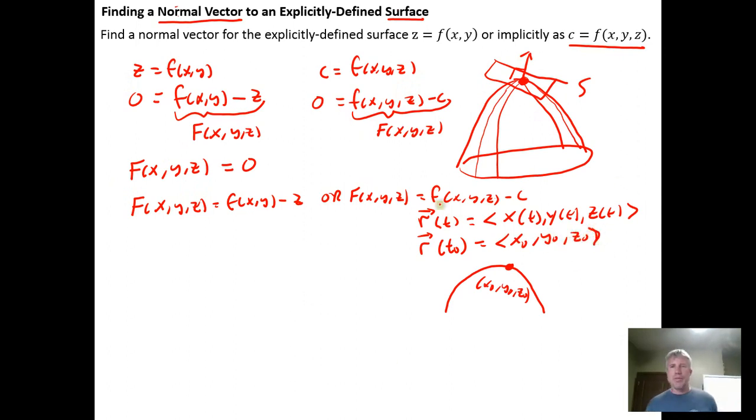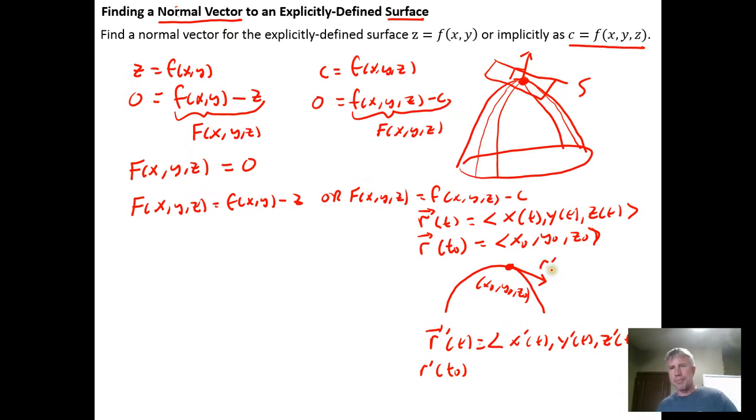So if we take the derivative of r, so let's say we have r prime of t, which is just going to be the derivative of the components, x prime of t, y prime of t, z prime of t, then r prime at t naught, or at the point x naught, y naught, z naught, is just going to be tangent to the curve. The derivative of the curve is tangent to the curve.